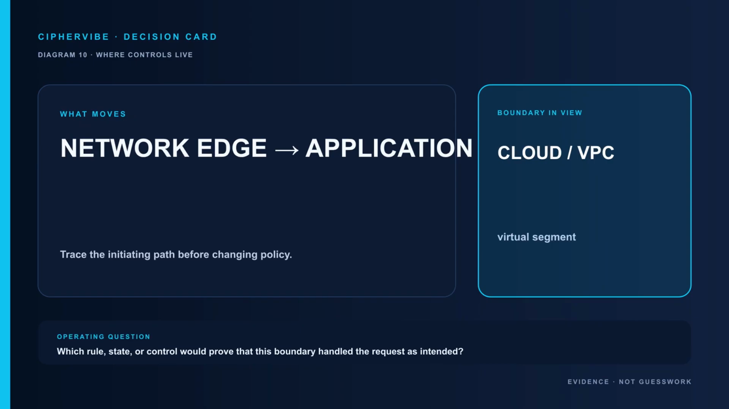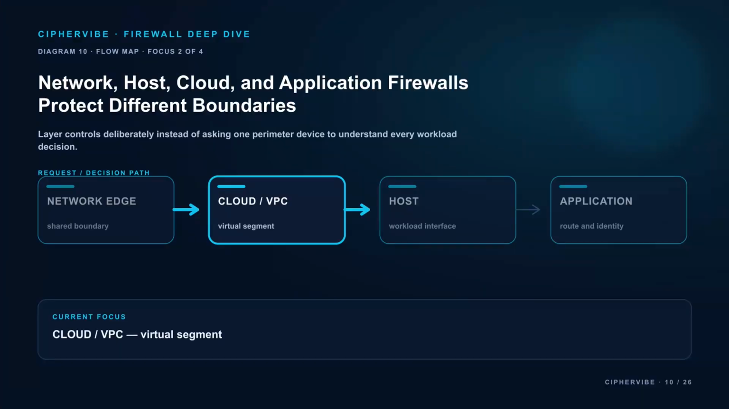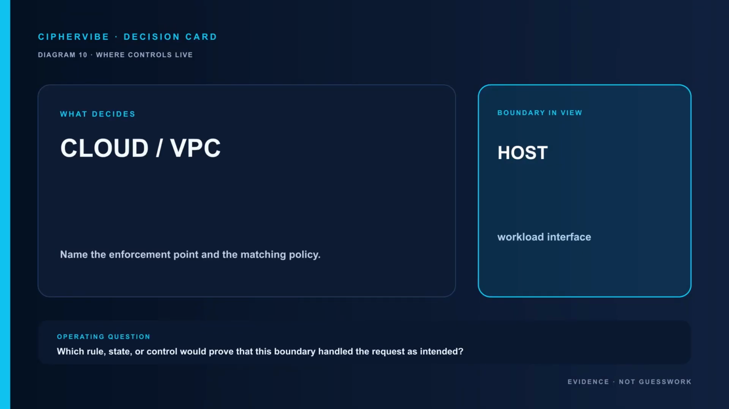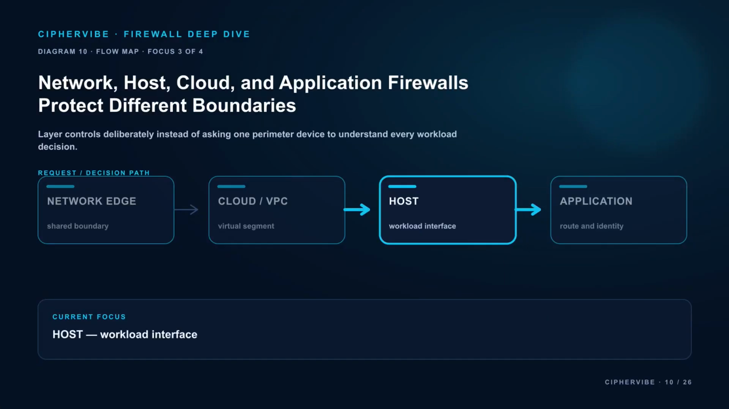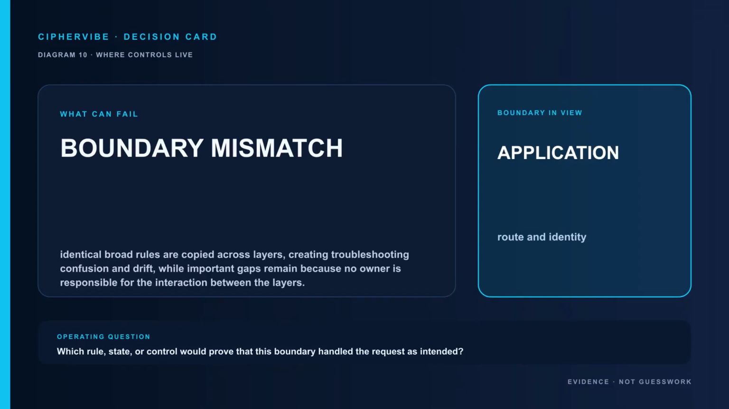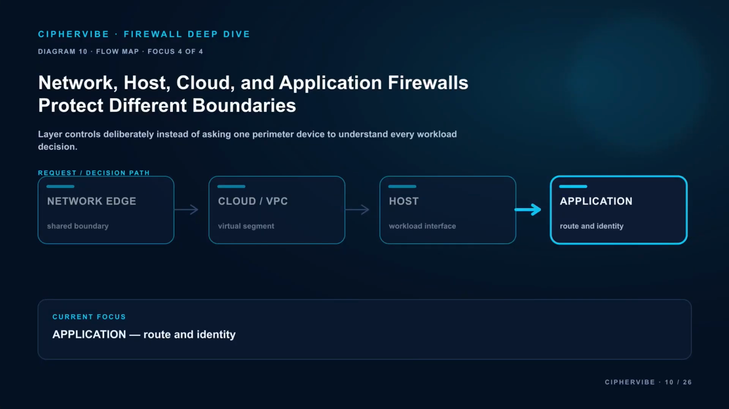A firewall can be a dedicated network appliance, a virtual network function, a cloud security group or network policy, an operating system host firewall, or an application-aware proxy. None is universally superior because each sees a different boundary. A network firewall can govern shared paths. A host firewall can protect a machine from peers on the same network. Cloud controls can follow virtual resources and account boundaries. Application controls can evaluate requests after transport termination and identity processing. Defense in depth means giving each layer a clear job, not duplicating vague rules in four consoles.